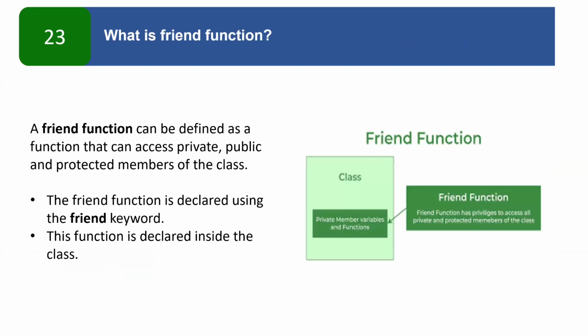Question number 23. What is friend function? A friend function can be defined as a function that can access private, public, and protected members of the class. The friend function is declared using the friend keyword. This function is declared inside the class.